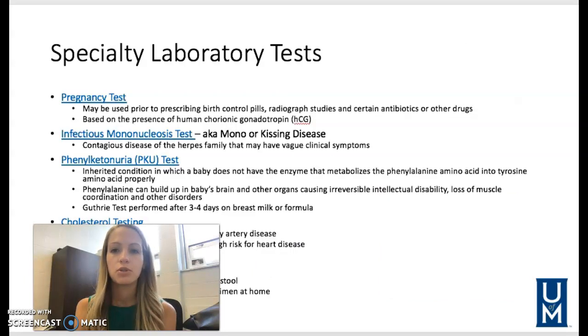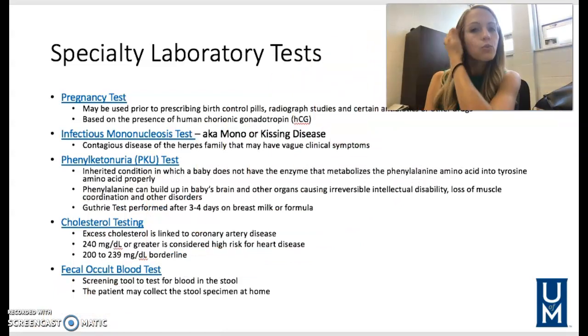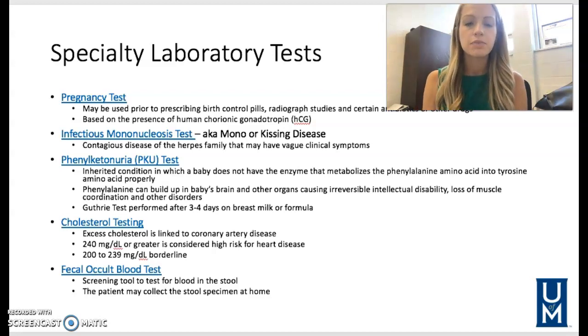Right. Special laboratory tests, getting into the nitty-gritty here. So one of our special lab tests would be a pregnancy test. This is going to assess the presence of HCG. This is human chorionic gonadotropin.